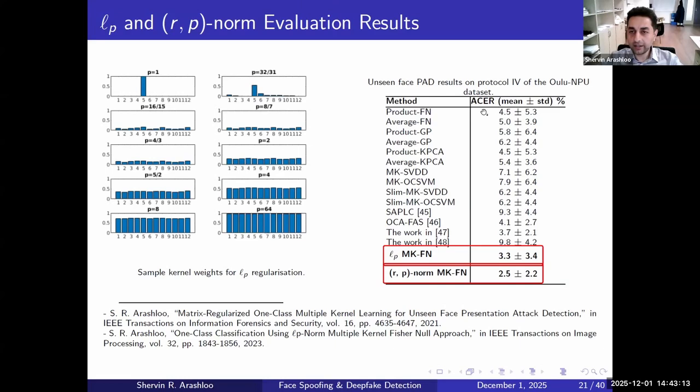This is again the error, so lower is better. These are our methods, the vector norm and the matrix norm. Both of our methods perform better than the others, but as expected, the matrix norm performs even better than the vector norm. So that is the end of the second part.